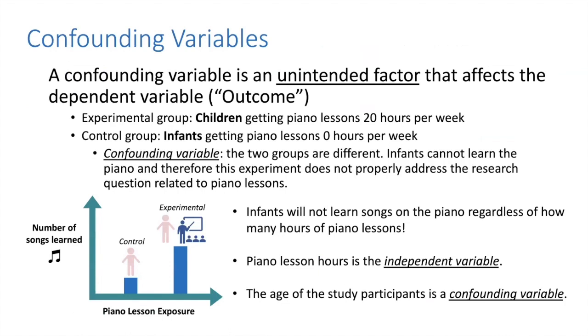What is a confounding variable or factor? It is an unintended factor that affects the dependent variable or the outcome. Below, we will describe an example of an experiment in order to discuss the confounding variables. First, in this experiment, we have the independent variable, which is the total time, versus the dependent variable or outcome, and that is the amount of songs learned.